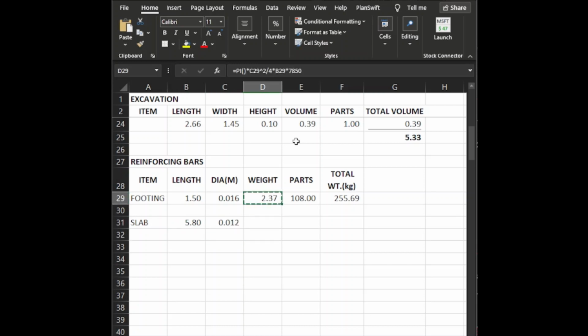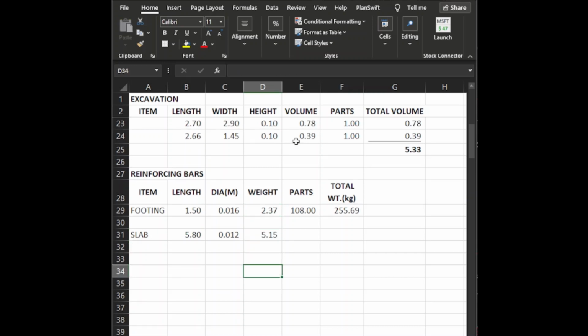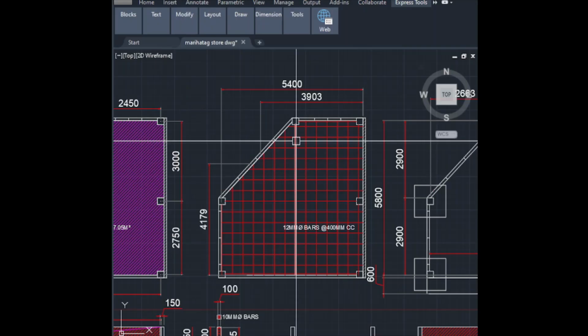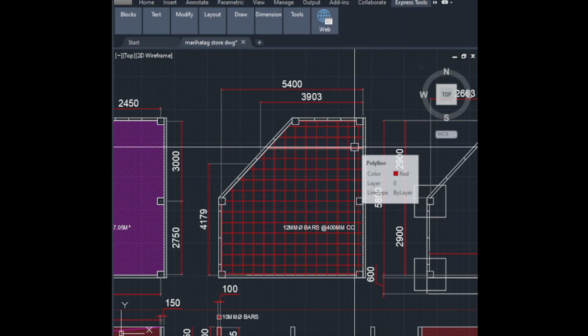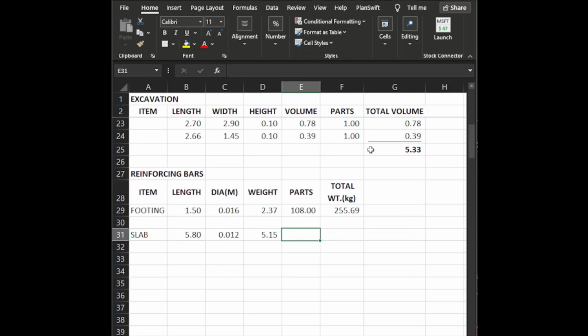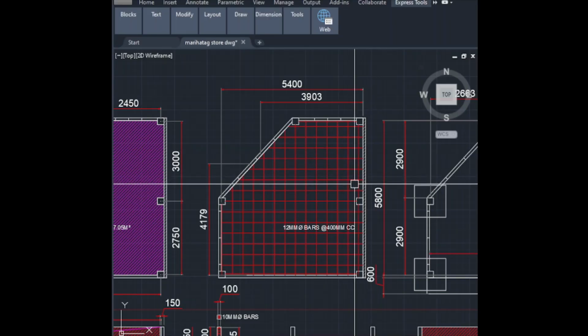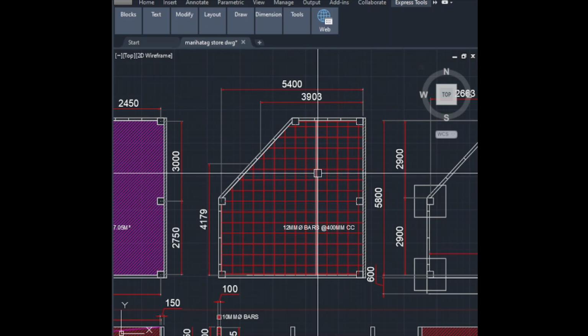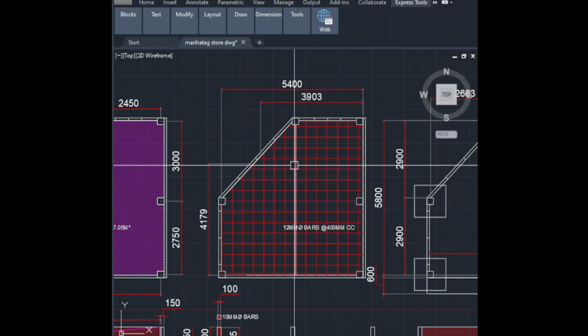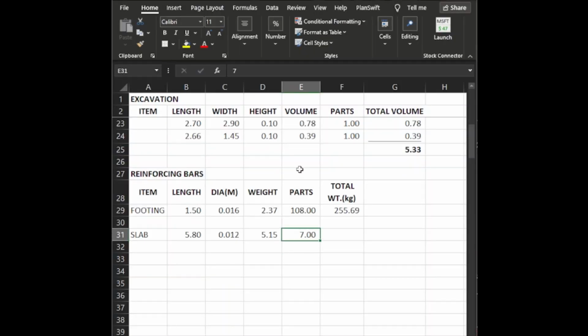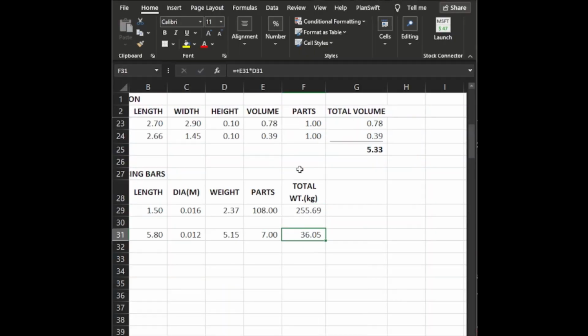Then we will take the formula here. Then the parts, how many of this one? 2, 4, 6, 7. Wait. 1, 2, 3, 4, 5, 6, 7. Okay. Then the total weight is 36.